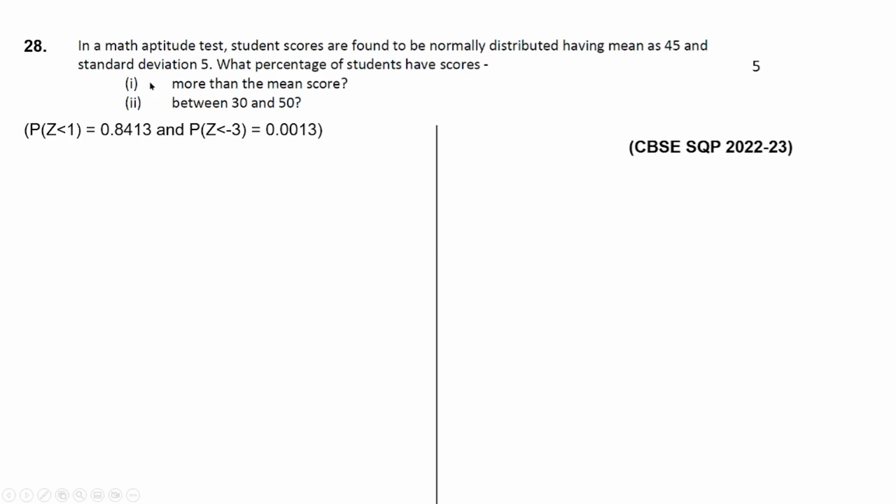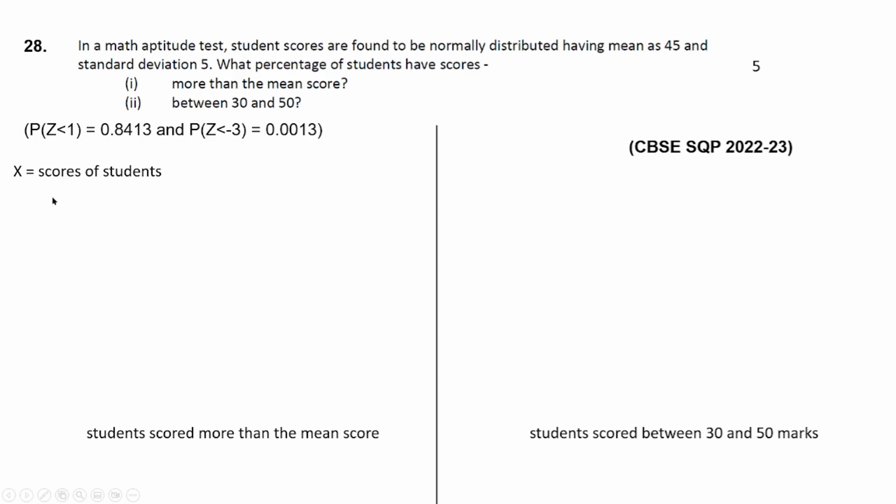Next question. In a math aptitude test, students' scores are found to be normally distributed, having mean 45 and standard deviation 5. What percentage of students have scores more than the mean score, and between 30 and 50? This is also for 5 marks. So here the student scores are normally distributed with mean 45 and standard deviation 5. We have to find the percentage of students who have scores more than the mean score and whose scores are between 30 and 50.